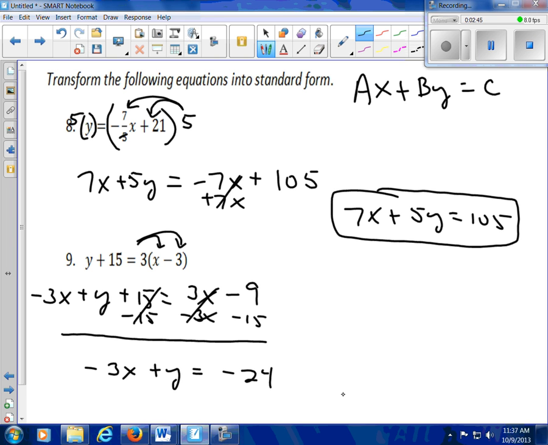And remember from class, standard form actually doesn't have a negative in front of the x term. So if you want to go the extra mile, you can. I'm not going to count you wrong. But you can take away that negative by multiplying everything by negative 1. So that is actually my answer in standard form.